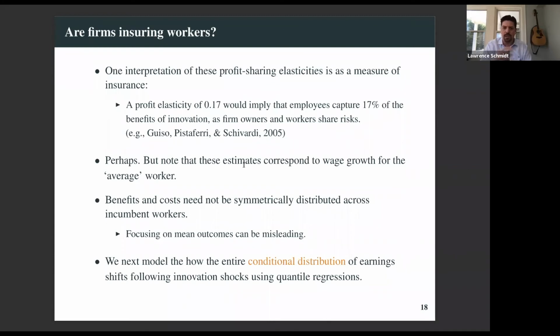Okay, so this suggests that there's some pass-through consistent with a lot of estimates from the literature, but something that the model suggests is that the benefits and costs of these outcomes need not be symmetrically distributed across incumbent workers. In fact, even that very simple model that was missing lots of realistic features would say that you would expect effects to be heterogeneous across people. So what we're going to do next is model how the entire distribution of earnings growth changes following innovation. And for this, we're going to use a quantile regression technology.